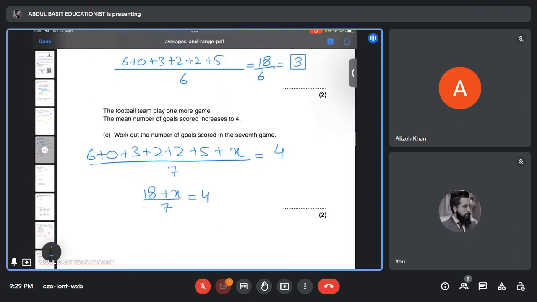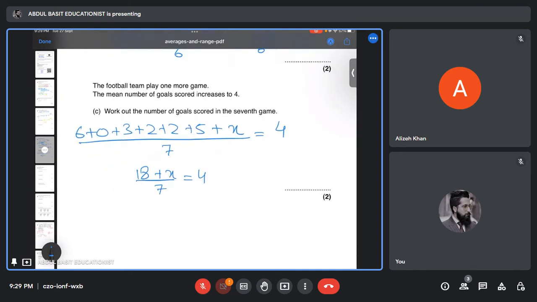Let's see what's the score of the seventh game. So 18 plus x, this 7 will go there as a multiplication, because equals to is like a wall, and 7 is in division here, so it will go there as a multiplication. So 18 plus x is equal to 4 times 7, which is 28. So x is equal to 28 minus 18. So x is equal to what? It is 10. So the score in the seventh game is 10. Get it? Easy.